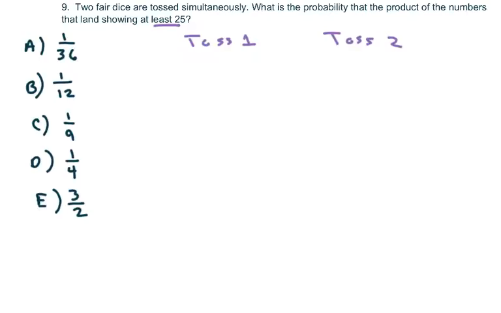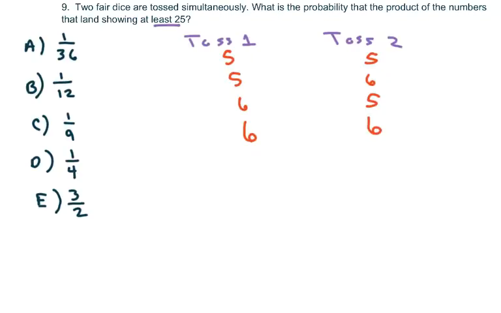For example, to yield a product of at least 25, the dice could land showing 5, and this would be a way of getting at least 25. So basically, one way is we could get 5 and then 5, or 5 and 6, or we could get 6 and 5, or 6 and 6.